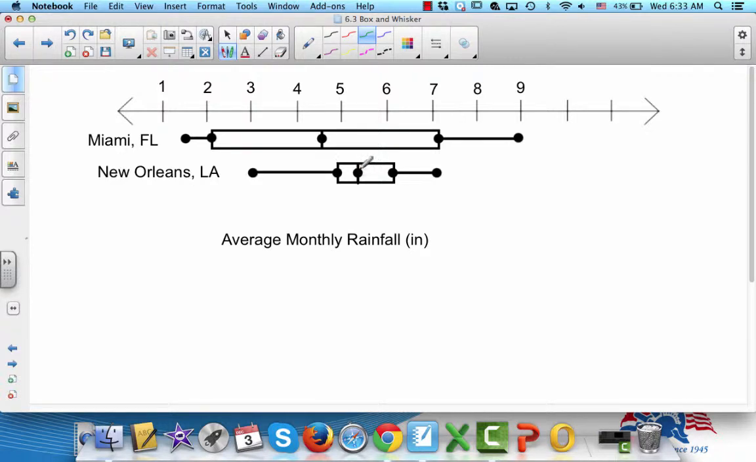So one of the things that you can conclude about this is that how big the box is right here, and how small the box is here, tells you that the average monthly rainfalls vary much greater in Miami than they do in New Orleans. So the bigger the box, the greater the variance.